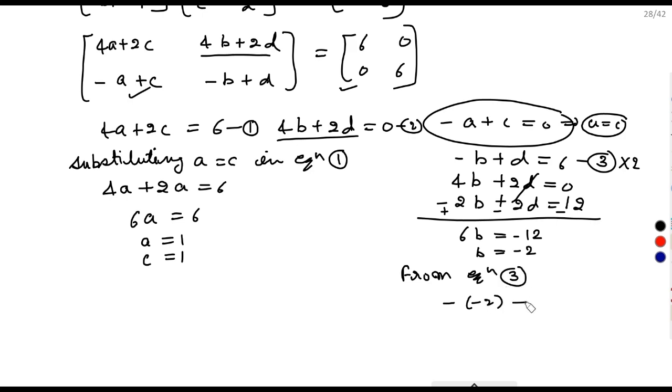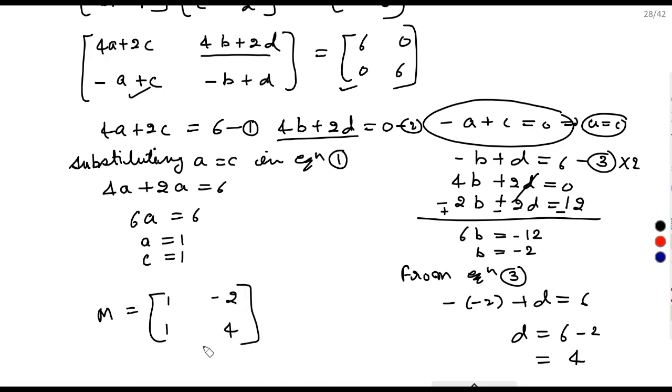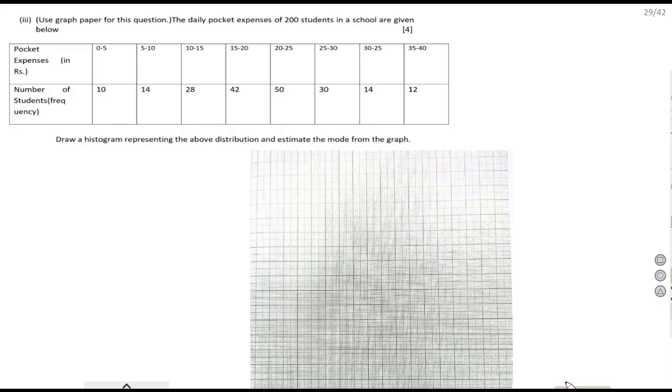Minus B plus D is equal to 6. D is 4. It means matrix M is A, B, C, D. Third part, draw a histogram representing the above distribution and estimate mode from the graph.